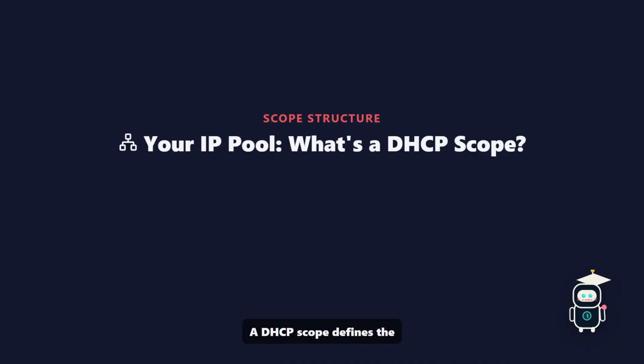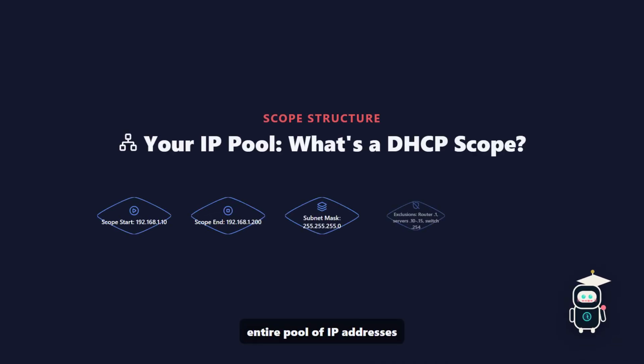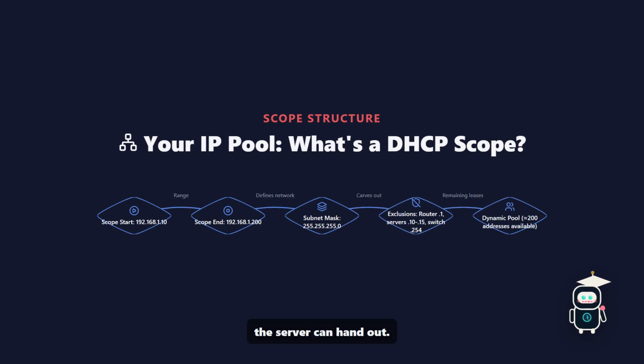A DHCP scope defines the entire pool of IP addresses the server can hand out. For example, a scope from 192.168.1.10 to 200 covers roughly 200 addresses. The subnet mask keeps everything on one network. The scope must match the server's own subnet, or you need a relay agent.